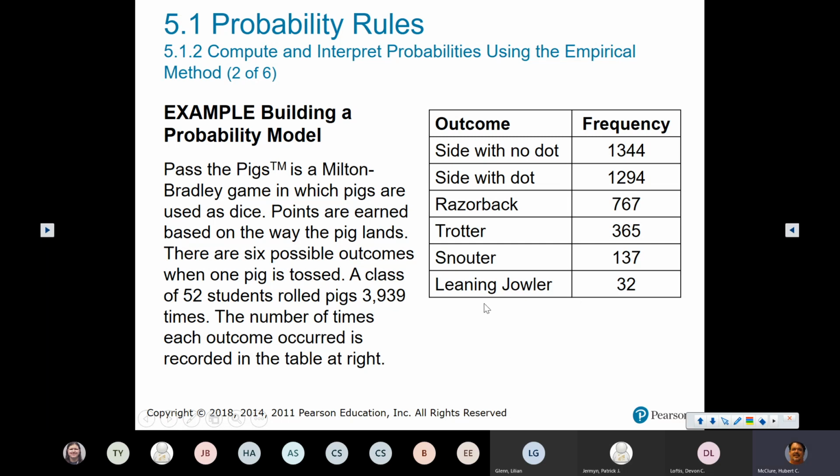So that'd be 32 over that, 137 over that, 365 over that, 767 over that, 1294 over that, and 1344 over that. And then they're going to ask you a probability. What is the probability of trotter? That'd be 365 over 3939.